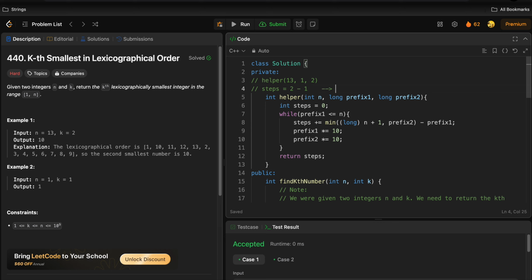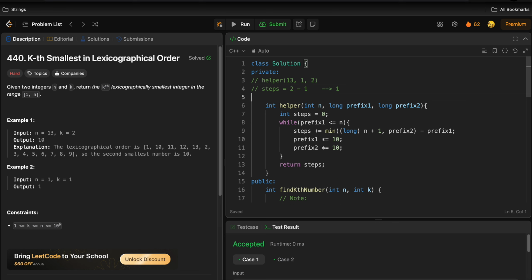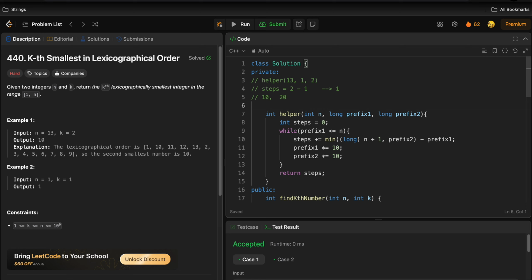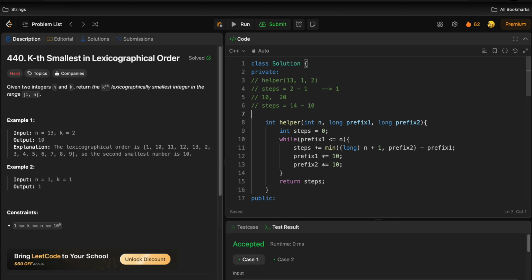So that would be 1 in itself, and again prefix 1 would be multiplied by 10, and prefix 2 also would be multiplied by 10. So here prefix 1 itself is also less than or equal to n. So if prefix 1 is less than or equal to n, what would be the case? Then steps would be the minimum of n plus 1 and prefix 2. So what is the minimum value of both of these? And n is 13, so it would be 14. So 14 minus 10 would be the answer. So what would be the steps? 4, and initially steps are 1, so 5 is the answer. So we'll just return 5.